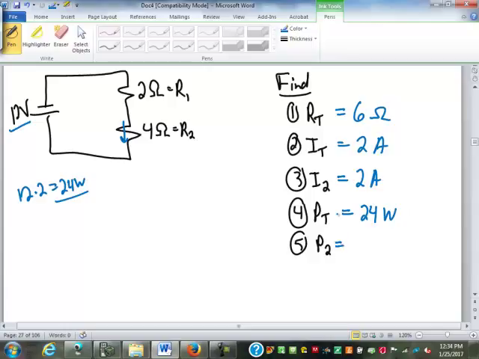P2 is the power lost or dissipated over resistor 2. Well, the current there is 2 amps. What is the voltage drop? Well, 2 amps times 4 ohms is 8 volts lost, drop there. So that's going to be 2 amps times 8 volts, which would be 16 watts. That is the power dissipated, or the power used, across resistor 2.